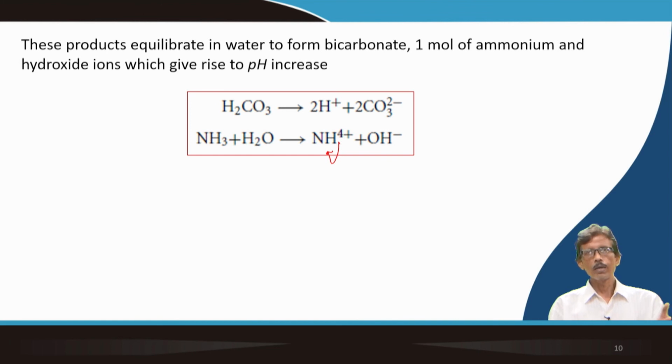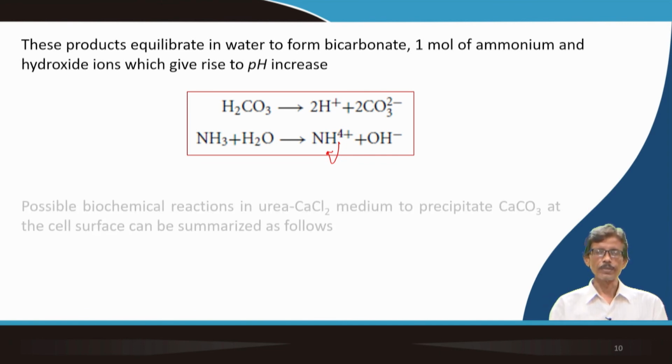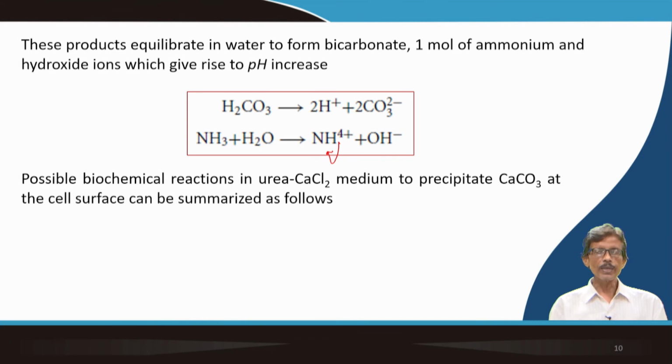So, we know the degradation of carbonic acid, but also when ammonia is available, hydration of ammonia will also produce the NH4 ion, the ammonium ion, as well as the hydroxide ion. So, that is producing the available base. So, the biochemical reaction, what is now happening?